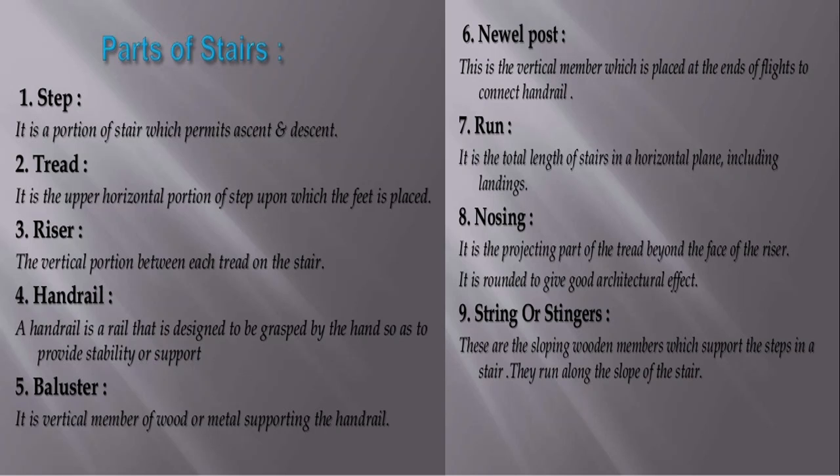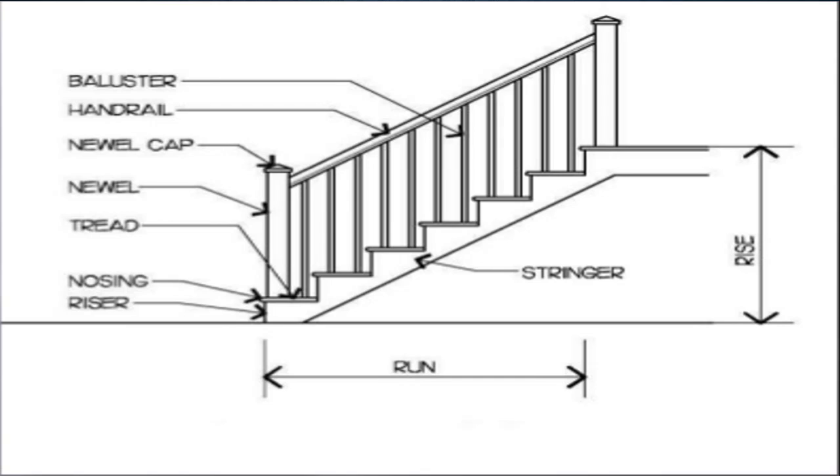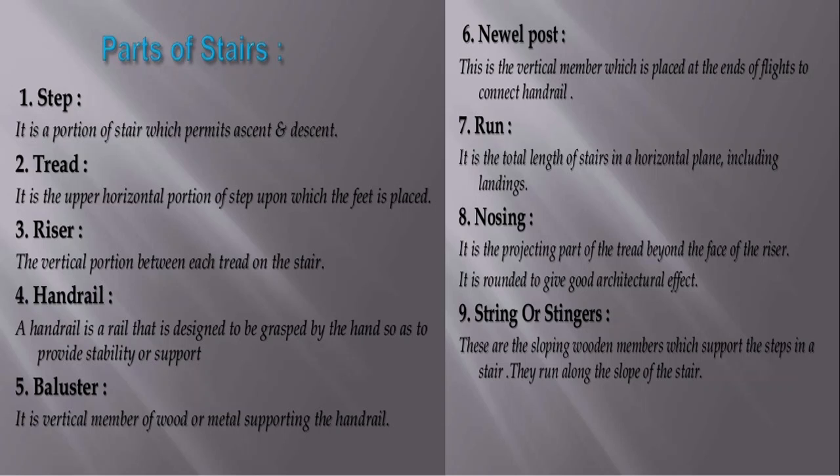Next one is run. This is the total length of stairs in the horizontal plane, including landing. See, this is a run. It's the total length of a stairs. This is called as landing. So you can see my arrow here. So this is a landing. So including landing, the length of the stairs is called as run. Then nosing, I have already explained.